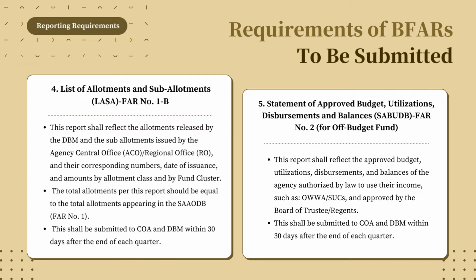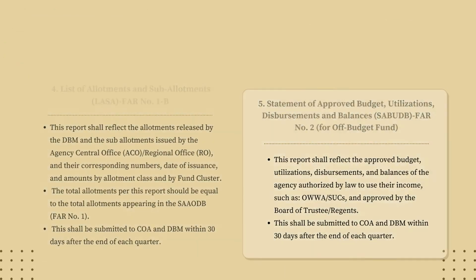Number 5. Statement of approved budget, utilizations, disbursements, and balances, for number 2, for off-budget fund. This report should reflect the approved budget, utilizations, disbursements, and balances of the agency authorized by the law using their income, such as OWA, and approved by the Board of Trustees and Regents. This shall be submitted to the Commission on Audit and Budget and Department of Budget and Management within 30 days after the end of each quarter.